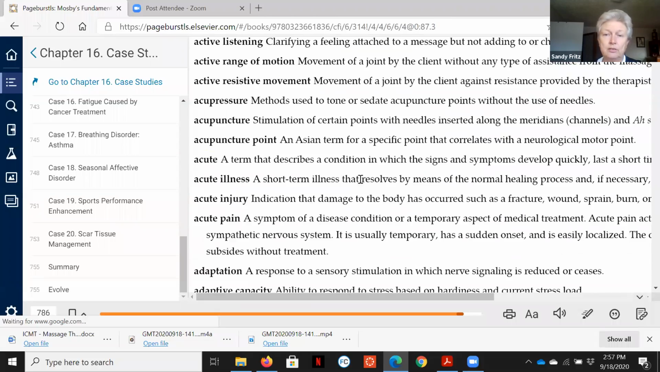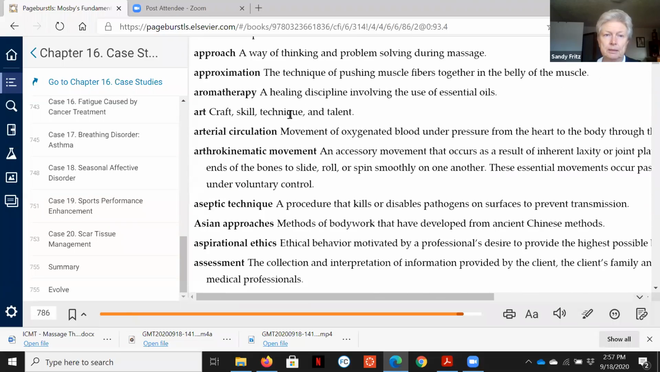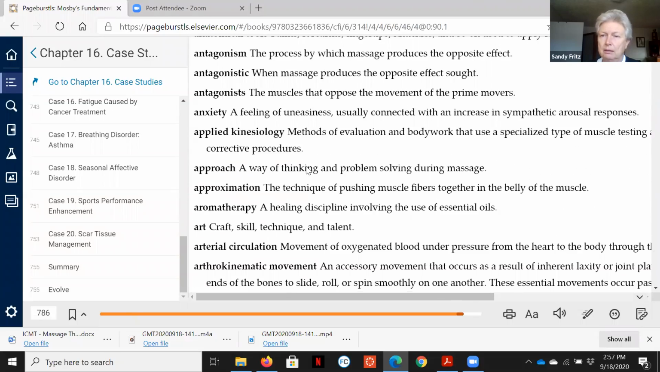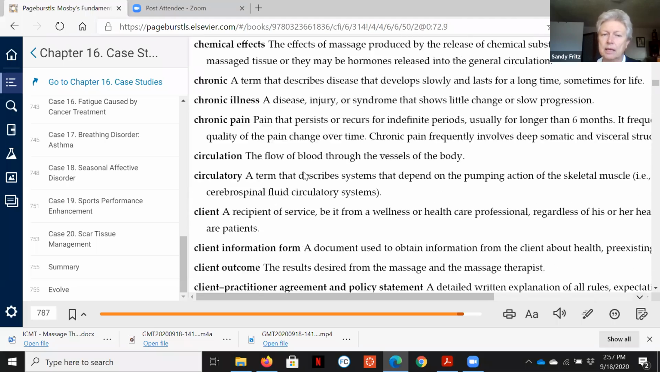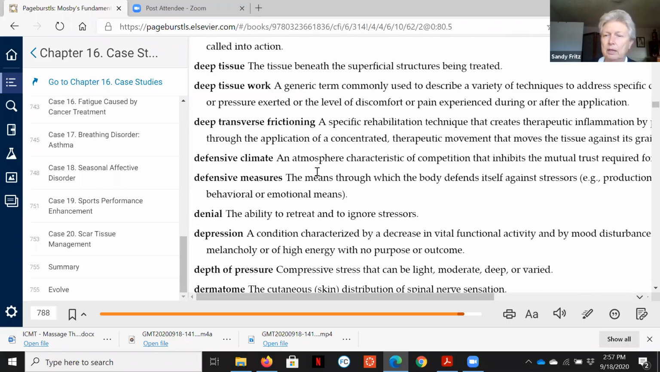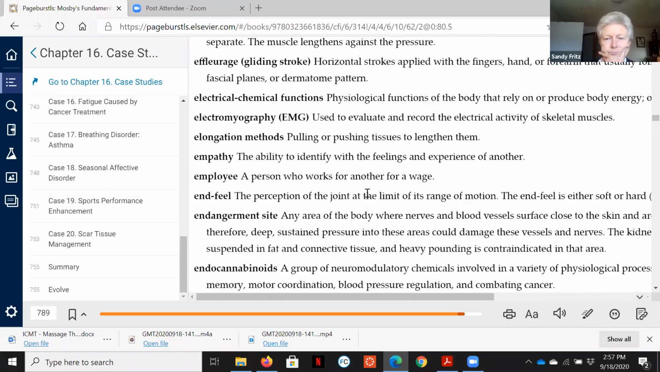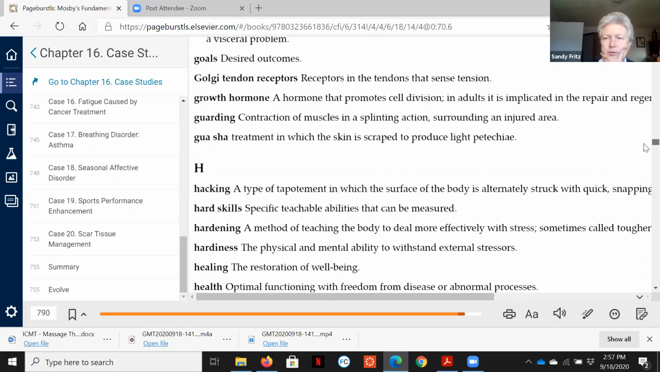And then here's your glossary. Read your glossary. You know, pick 10 words a day and read down through them, and just keep going. And that, again, is a great way to review for the MBLEX exam. And away this goes.